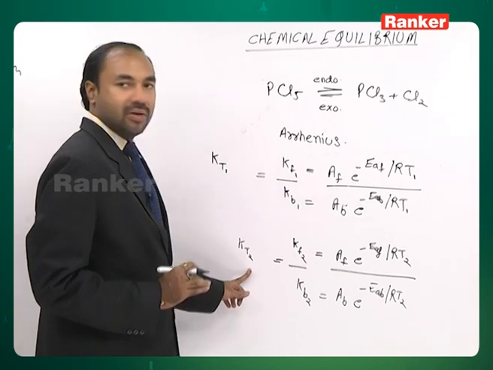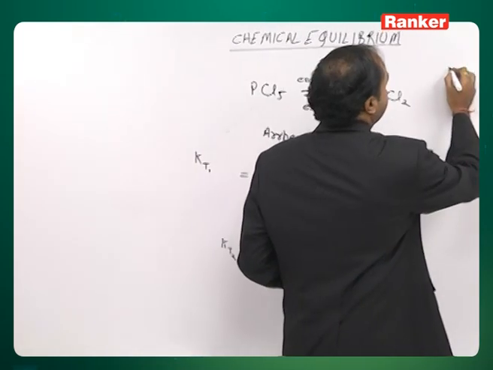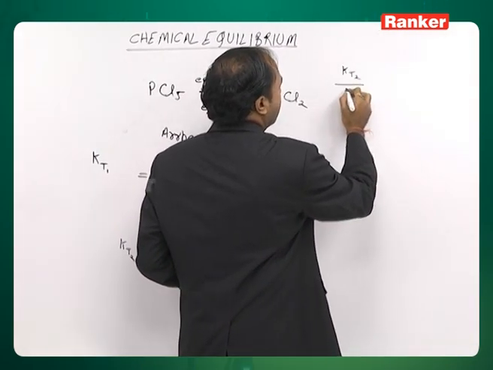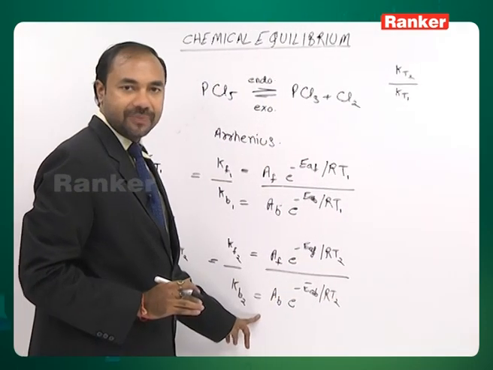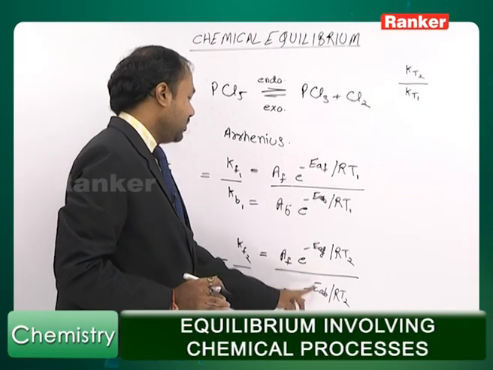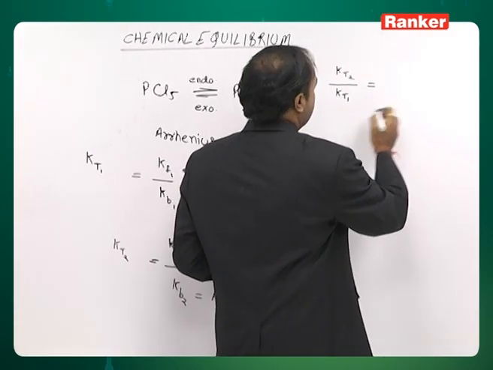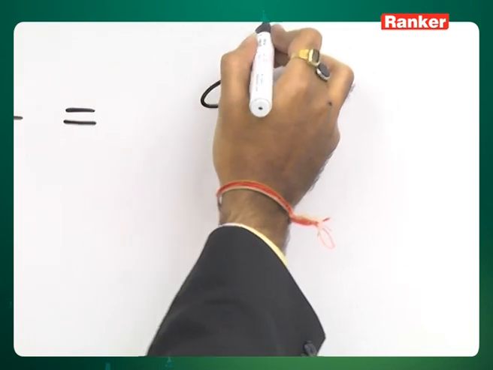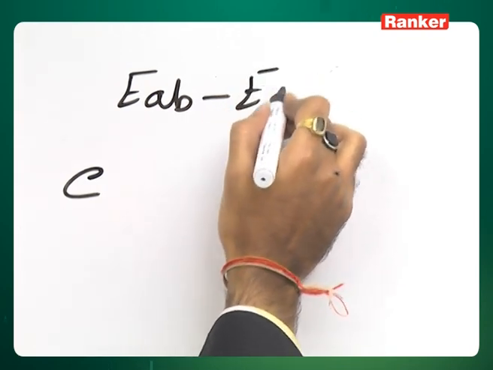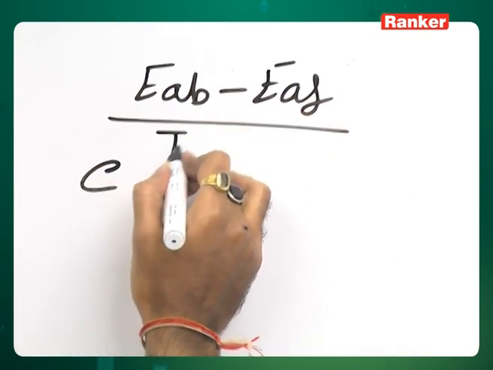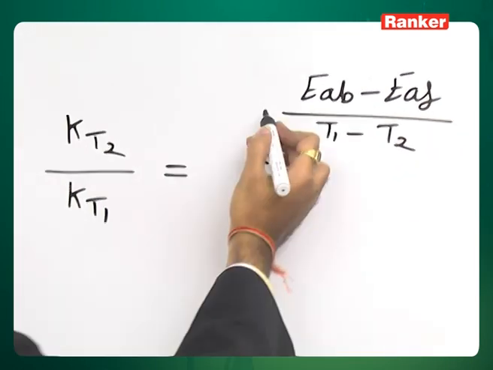We divide KT2 by KT1. As you can understand, Af and Ab will get cancelled, and we get the expression in terms of Eab and Eaf. So we get KT2 by KT1 equal to e to the power Eab minus Eaf upon T1 minus T2. We take the minus log, and this will come with a minus sign.